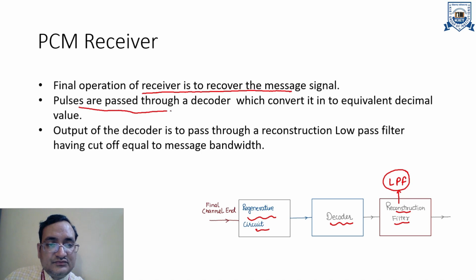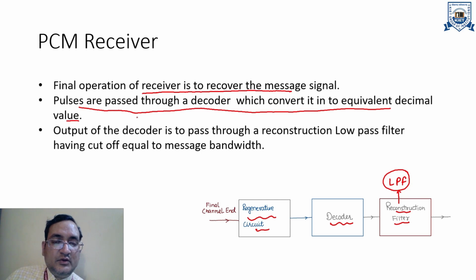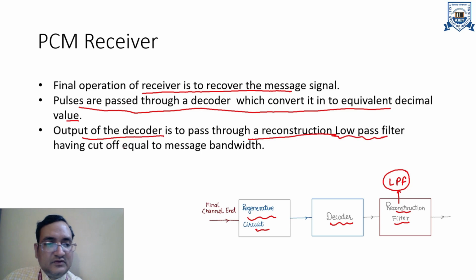Yes, because you are encoding at the transmitter side, you have to decode with the same reversible process for the equivalent values of quantization levels. The output of the decoder is then passed to the reconstruction filter, which is a low pass filter having cutoff equal to the message bandwidth. So this is the demodulation block diagram of pulse code modulation.